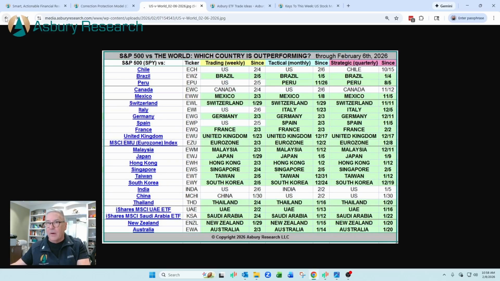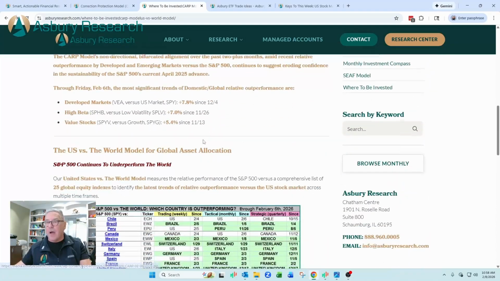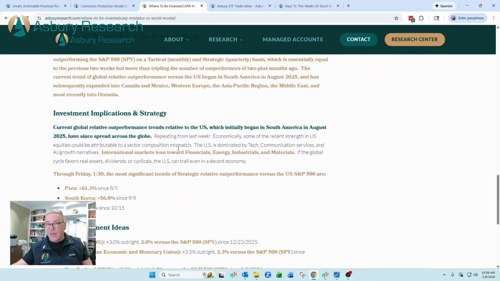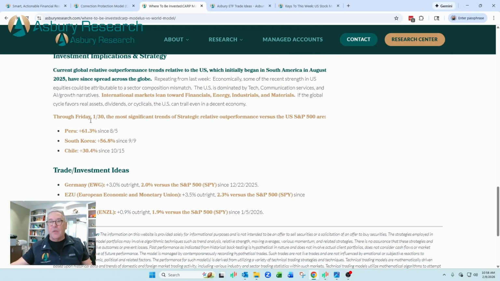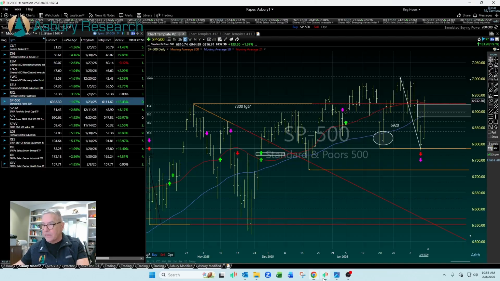Let's go back here. And then how you read this, how you respond to this: down at the bottom, it shows you the three best relative performers, outperformers versus SPY currently. And then down here are the ones that we chose as overweights because the risk reward characteristics were so good. So that's basically how you use this. Let's flip back over here and look at the chart.